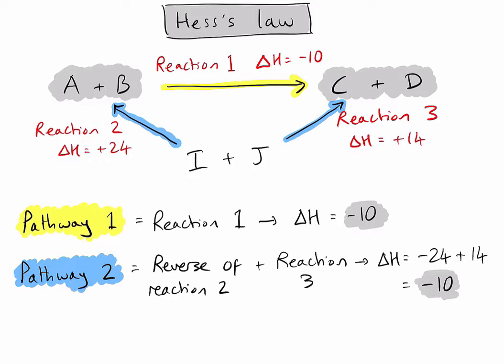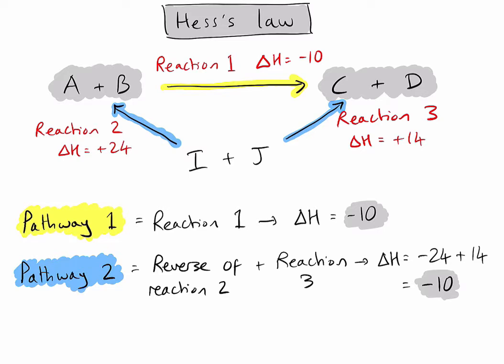So again, the total enthalpy change, getting from A and B to C and D, is independent, meaning it doesn't matter on the route I take. As long as we start with A and B and finish with C and D in our process, we will always have exactly the same enthalpy change.